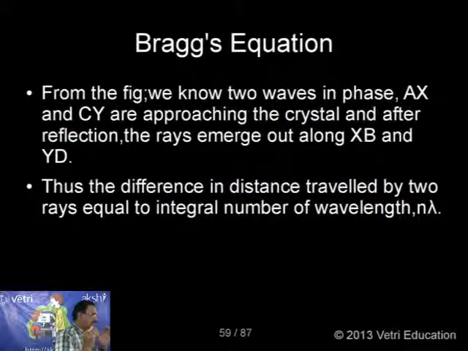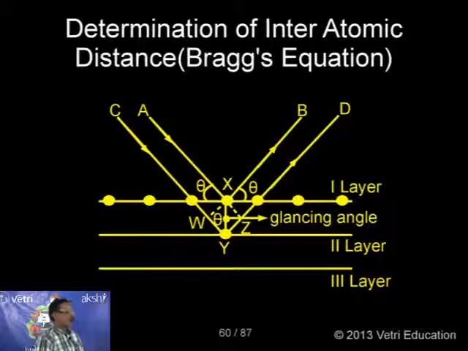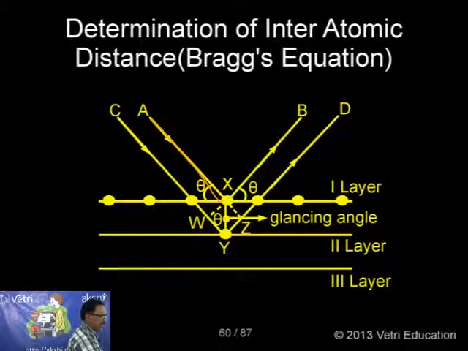The difference in distance traveled by the two rays, beam 1 and beam 2, that is the path difference, is equal to an integral number of wavelengths, n lambda. Let me explain now, kindly follow. I have already explained, let me repeat. AX is the beam hitting the first layer and going out as XB, with the glancing angle theta here. The same way, this also is theta.